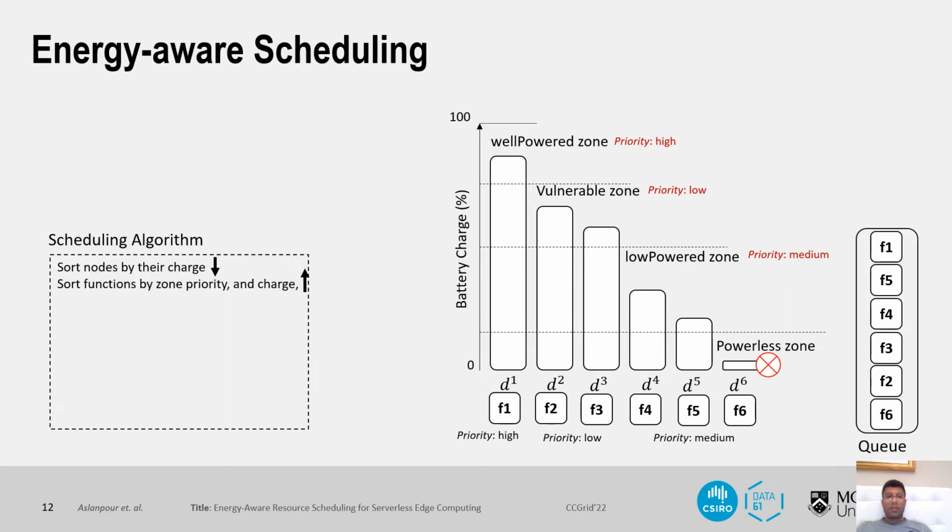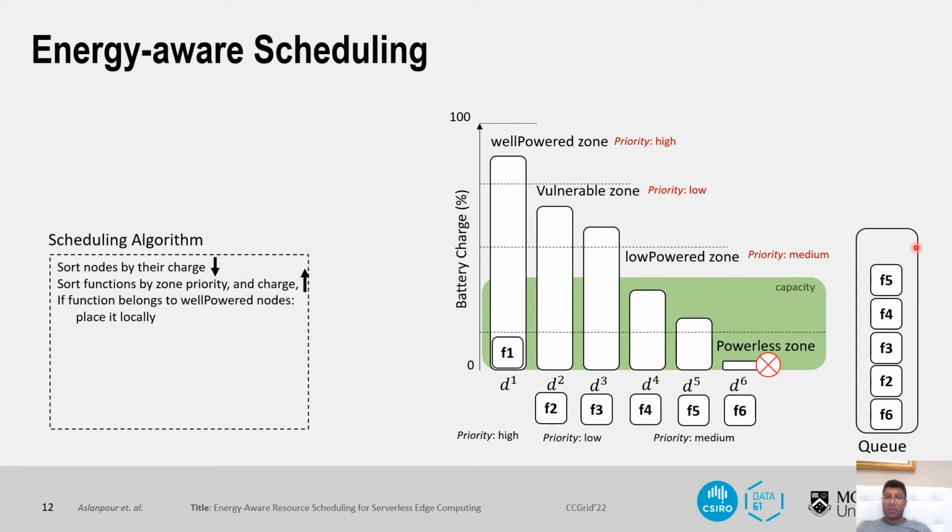Right. The algorithm says sort functions by zone priority. So we make a list of functions to be placed, as you can see on the right side. Right, so F1 is the first one to be placed based on the priority it has, because it belongs to a well-powered node, well-powered zone, that has the highest priority. Before placement, we also need to consider the capacity constraint. The algorithm says if a function belongs to a well-powered node, place it locally. So F1 goes locally. Then it's F5's turn.